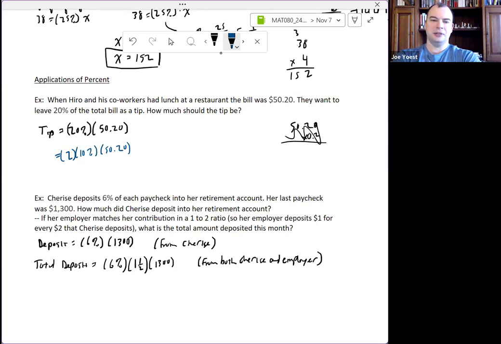And 10% of a number, 10% times some number, just moves the decimal point 1 to the left. So 10% of $50.20 is $5.02. Right? That 50.20, the decimal point moves 1 to the left. That's what the multiplication by 10% or 1/10 does, giving me 5.02. And if I double that, $5.02 doubled, that gives me $10.04. That will be one way to do it.